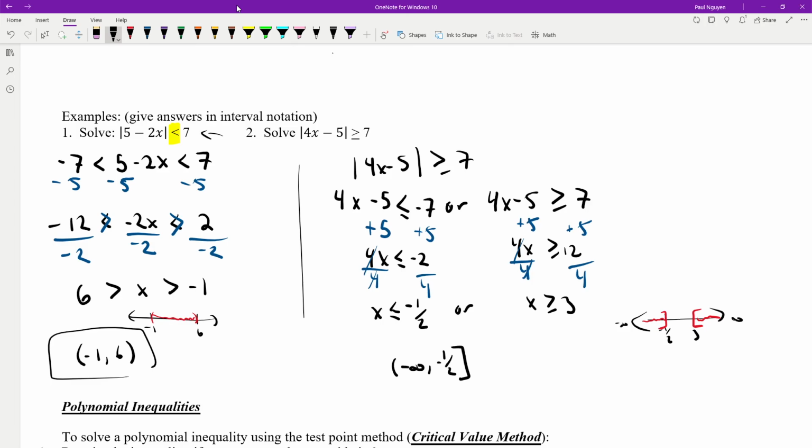You never include the infinities. On the right, I have a 3 that goes up forever. I include the 3, don't include the infinity. Now it's an or, so anything on the left will work, or anything on the right. So I use the union to combine these two sets into one set.